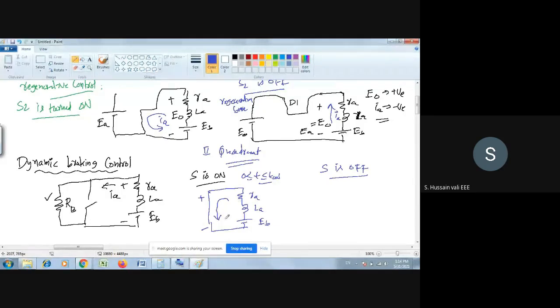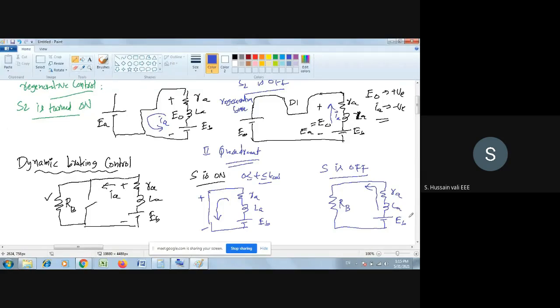When the switch is off, what will happen now? The current in the inductor will try to continue in the same direction, so it will travel through RB. RB is some external resistance now, along with RA, LA, EB. The energy stored in the motor will circulate through RB.